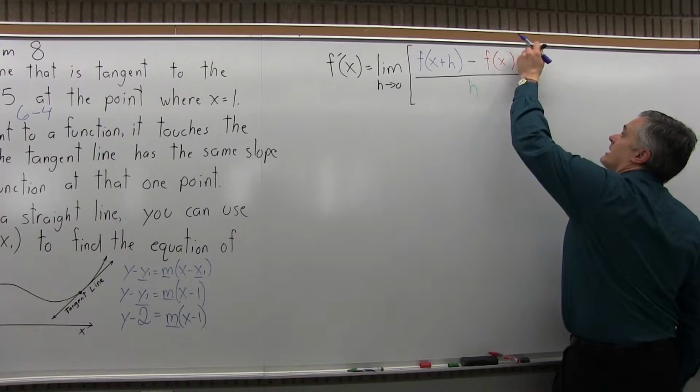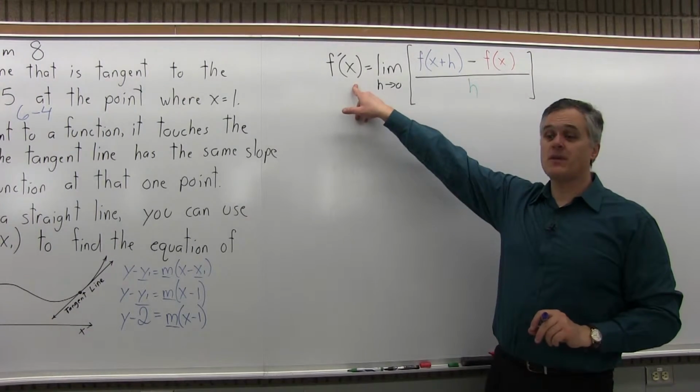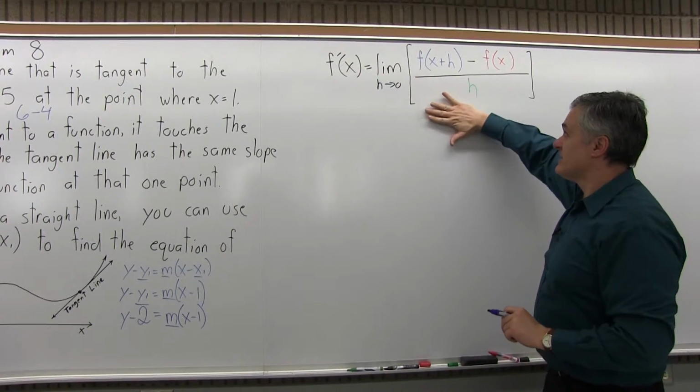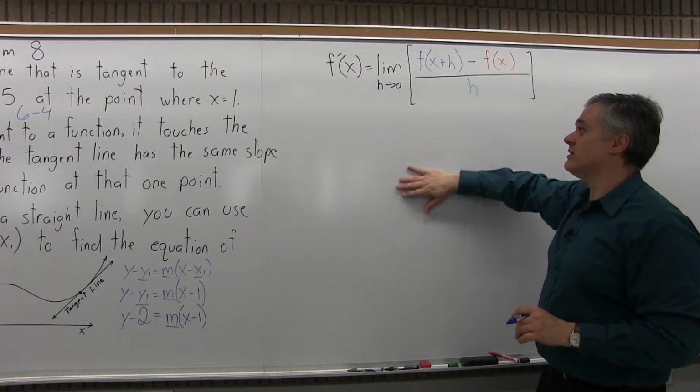And I'll close up my brackets. So that's the formula for the derivative, f prime. If I can calculate this, it'll tell me the slope everywhere. And I'm going to want to know the slope where x is 1.